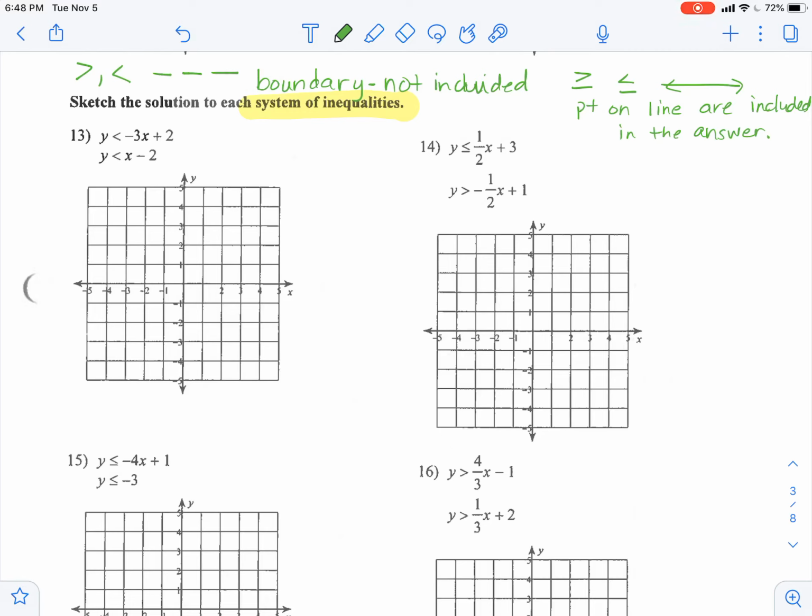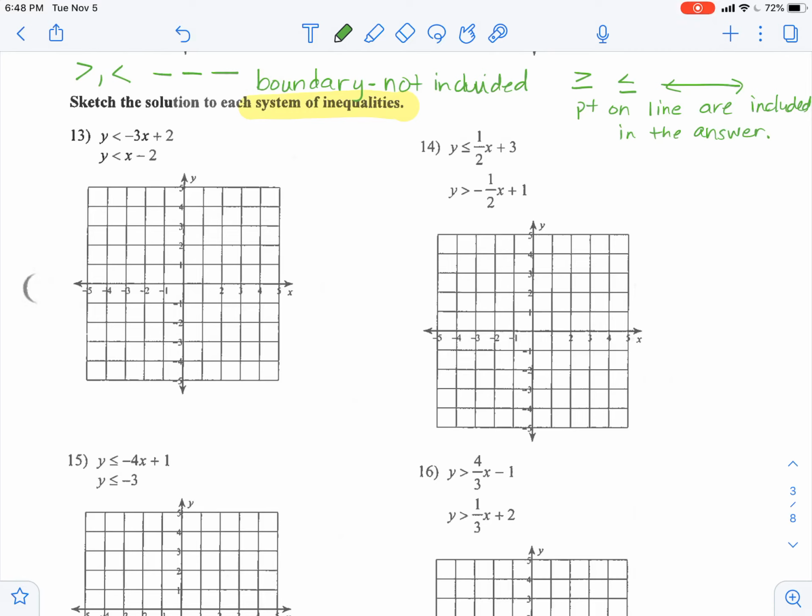But then there's also more than just what's on the boundary line, because just like when we did the number line, where you draw an arrow to the left or an arrow to the right, this is the same way, except instead of drawing arrows, we shade. So I'm going to just go ahead and jump in and get started here.